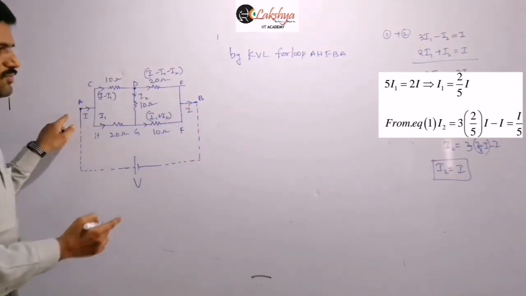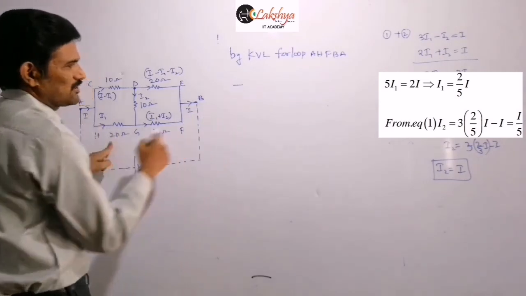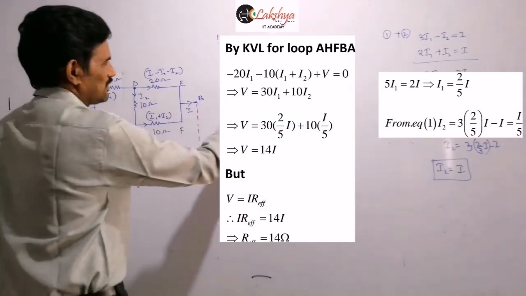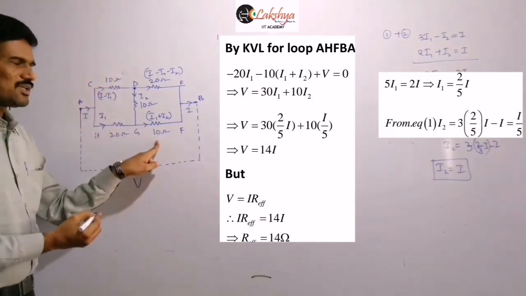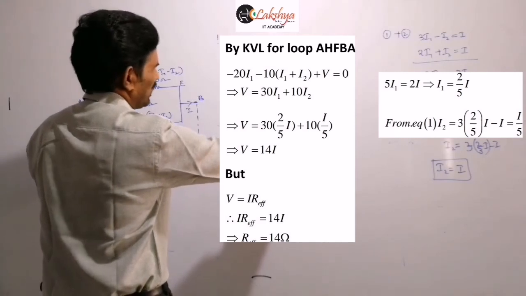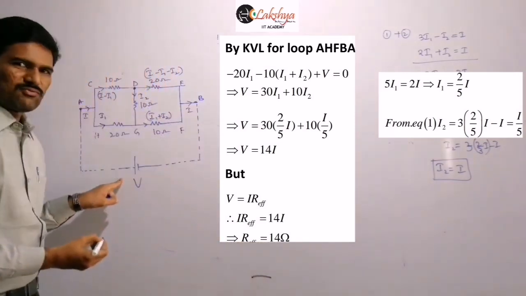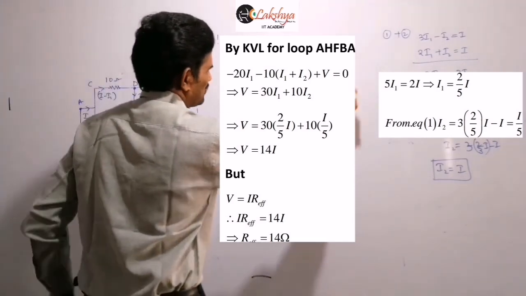And now for this loop, let us apply the Kirchhoff law. We are applying along this direction. So here we are traveling in the direction of current, so in the direction of current means minus 20 I1. And next here we are traveling in the direction of current, so again negative 10 of I1 plus I2. And next this cell. For the cell we are traveling from negative to positive, so it is plus V is equal to 0.